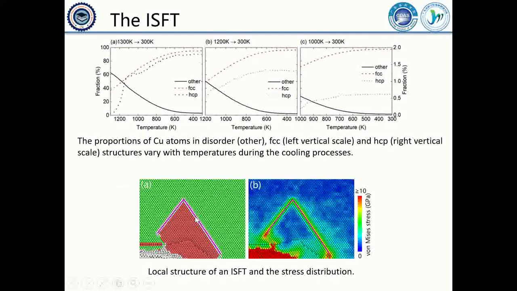The figure shows the local structure of an incomplete stacking fault tetrahedron and the stress distribution. The stress in the metal is not uniform, and the occurrence of plastic deformation leads to relaxation of thermal stresses.